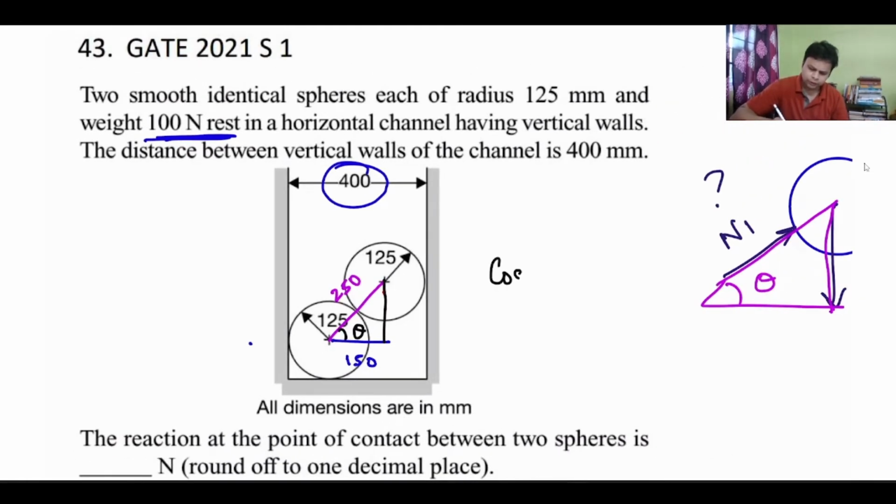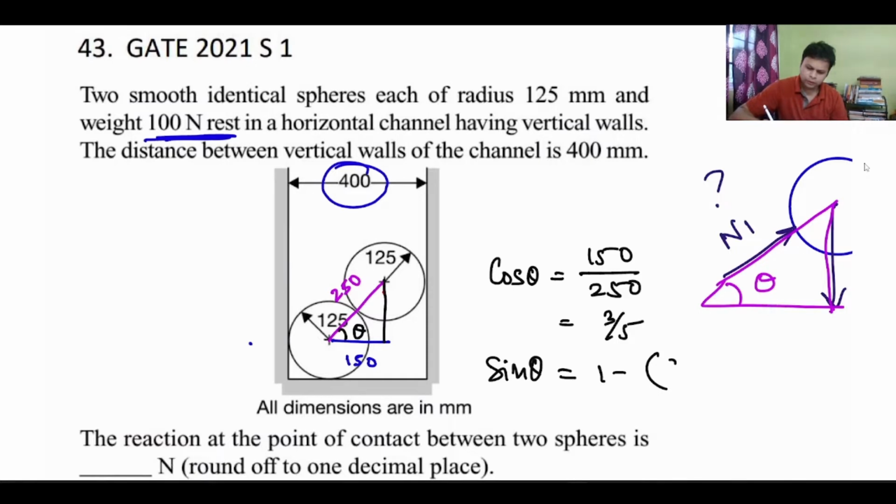What is cos of theta now? Cos theta is equal to base by hypotenuse. So this is equal to 3 by 5. So what is sine of theta? Sine theta is equal to root over 1 minus cos theta whole square. So I'm directly writing it as root over 1 minus 3 by 5 whole square. So this is equal to 4 by 5, right?